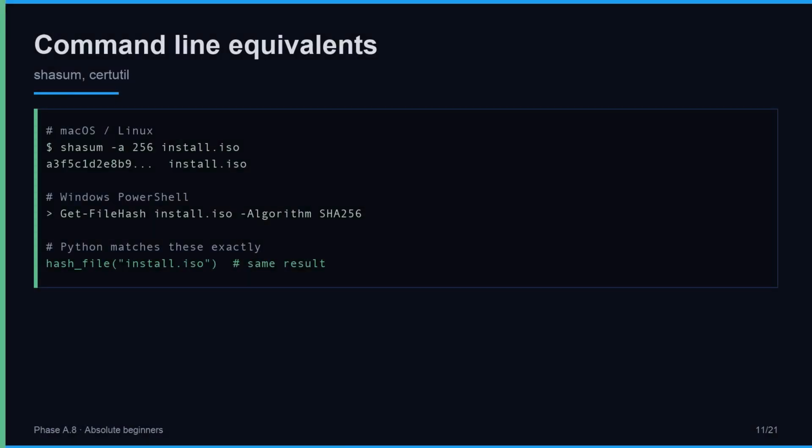On Mac OS and Linux, shasum with -a 256 prints the SHA-256 of any file. On Windows PowerShell, Get-FileHash with -Algorithm SHA-256 does the same. The hash your Python computes will match these tools character for character. That is the determinism of SHA-256 in action. Hashing the same file in any language, on any operating system, always gives the same fingerprint.